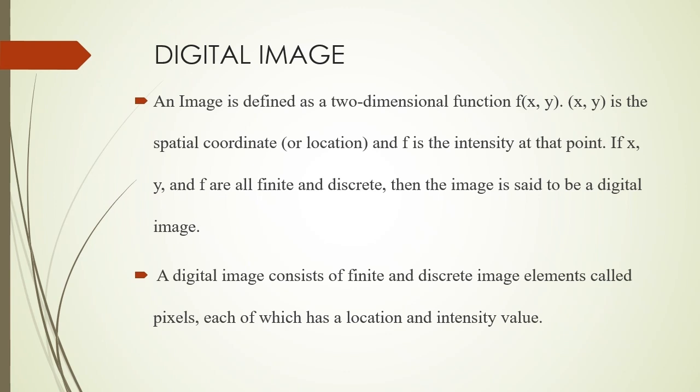If x, y, and f are all finite and discrete, we can say that the image is a digital image. So the main things here are the spatial coordinates x, y and the intensity of the point f, which are all finite and discrete. A digital image consists of finite and discrete image elements called pixels. That is, the basic unit of an image is called a pixel. Each pixel has a location and an intensity value.